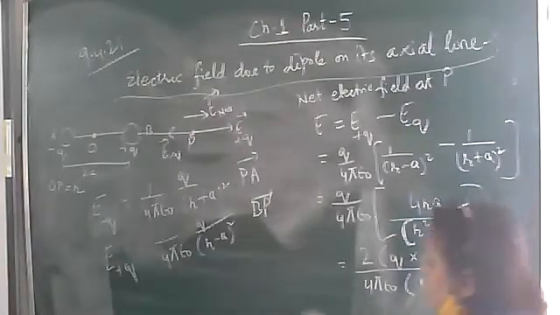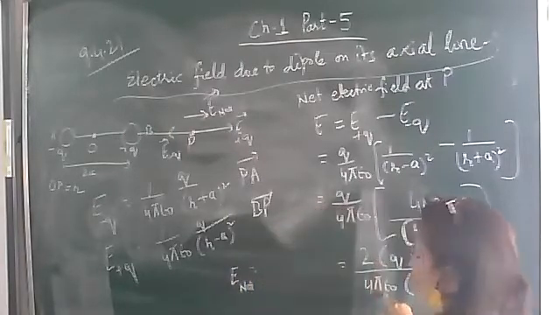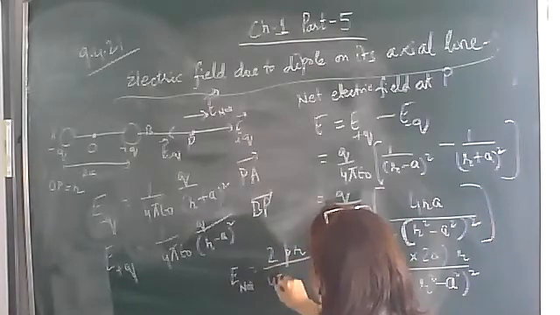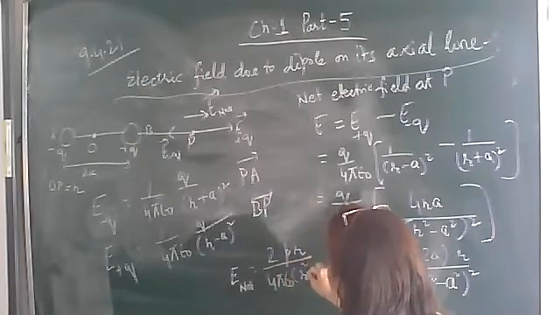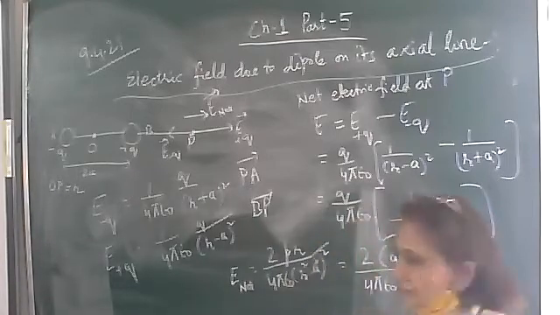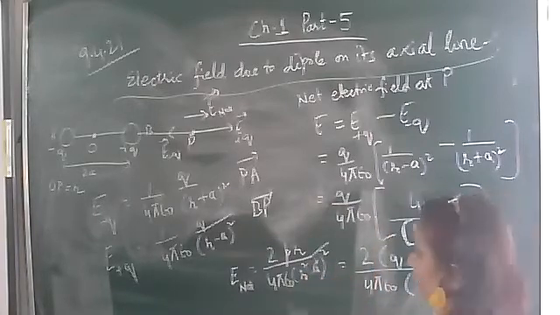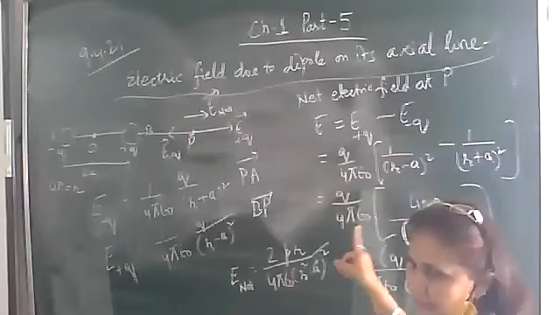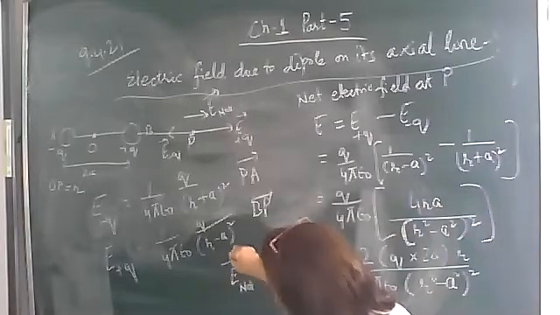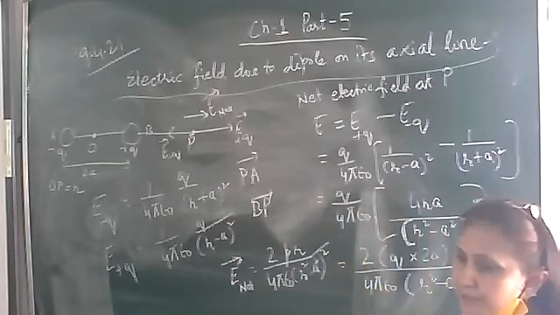So hence the net electric field is 2p into r upon 4 pi epsilon naught, (r square minus a square) whole square. Yes, correct. Is that the expression? Okay, and whenever you derive any vector quantity, your direction should be there. Otherwise, in the board exam, half mark is always deducted. So here, as it is a vector quantity, some vector sign should be there.